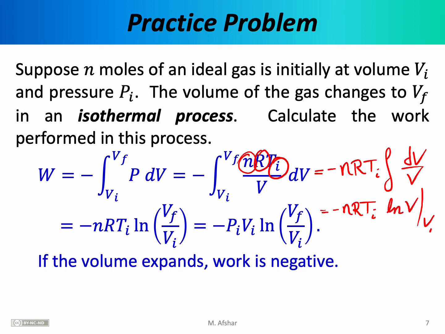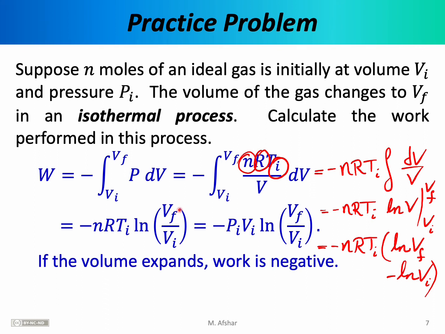Of course, I need to plug in the limits of integration, which are simply V initial and V final. When you plug in the limits of integration, you get minus nRT sub I times the natural log of V final minus the natural log of V initial. Now, hopefully you remember some of the properties of the natural log. The natural log of V final minus the natural log of V initial can be expressed as the natural log of a ratio. So this expression can be written as minus nRT initial times the natural log of Vf divided by Vi.